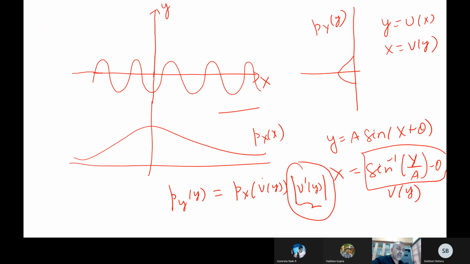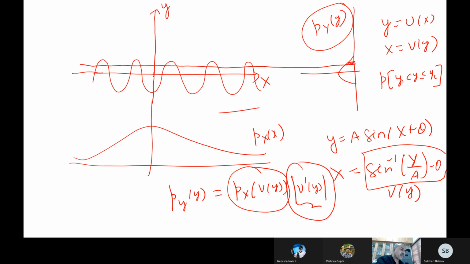Now we have to multiply by this p x also. See, how many roots are possible? If I want to find out this area, that is the probability of y, what is the probability that y1 is less than y, less than or equal to y2? How many roots are possible, because it is a sinusoidal function of x? If I project it onto the x-axis, what happens? How many roots are there for sine inverse? How many roots are possible for the sinusoidal function?